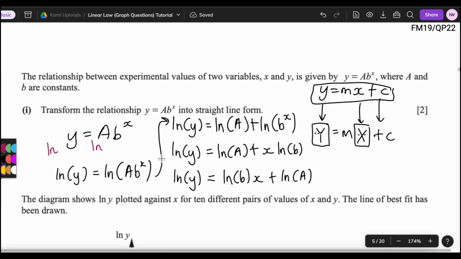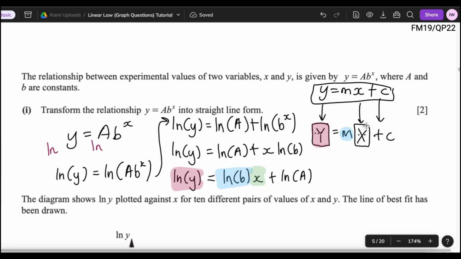Really, this ln y here represents what you should see on the former y-axis. This ln b represents the thing that multiplies by x, or what used to be on your x-axis. So in this case, for us, that's going to be ln b.